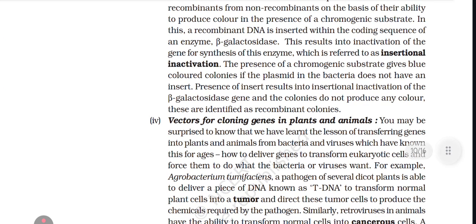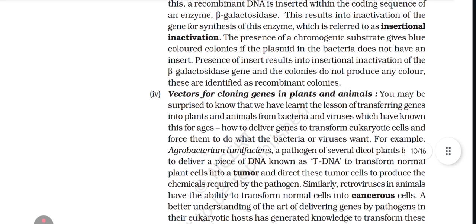Vectors for cloning genes in plants and animals. You may be surprised to know that we have learned the lesson of transferring genes into plants and animals from bacteria and viruses, which have known this for ages. How to deliver genes to transform eukaryotic cells and force them to do what the bacteria or viruses want.